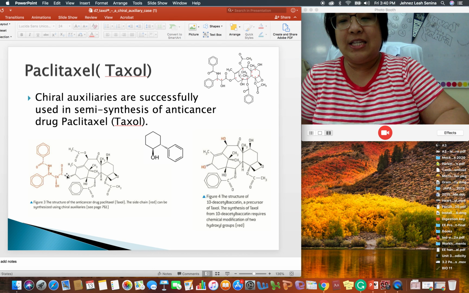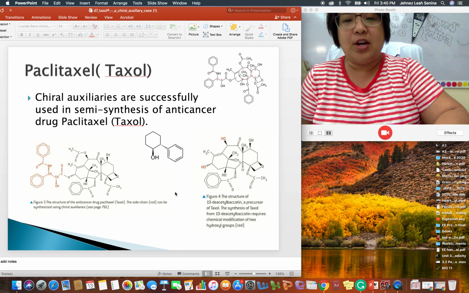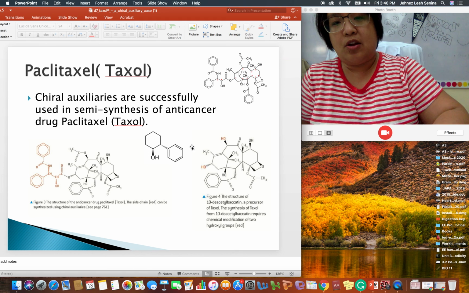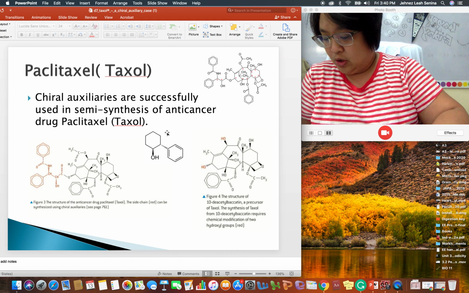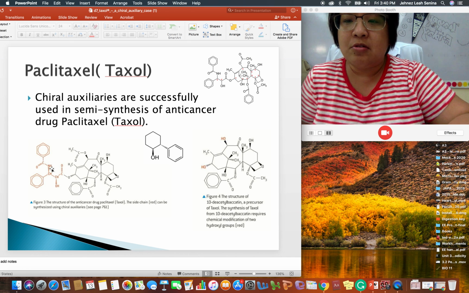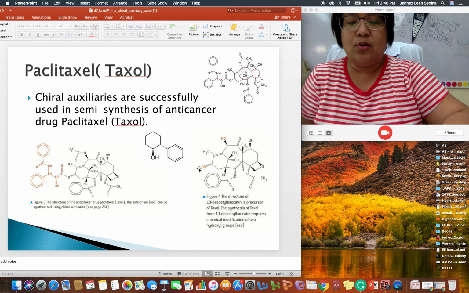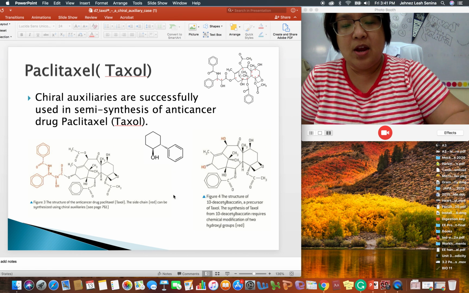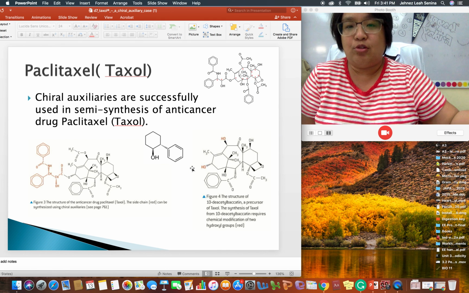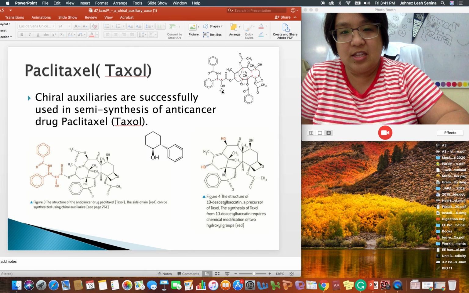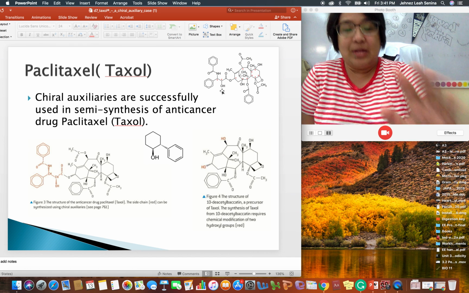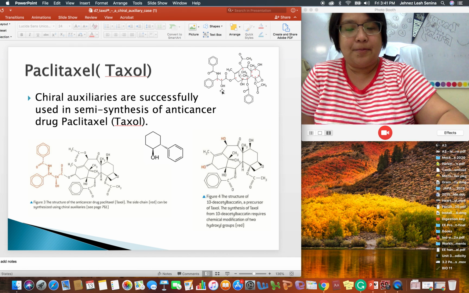To be able to attach this R group in the correct orientation here, you use a chiral auxiliary, this molecule, trans-2-phenyl-cyclohexanol. If you don't use a chiral auxiliary, when you make your R group here, it can exist in different forms, in different enantiomers, not just this enantiomer. Okay. Please ask questions if this is still not clear.